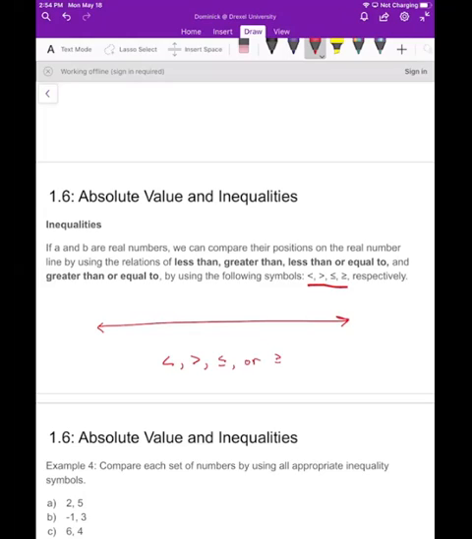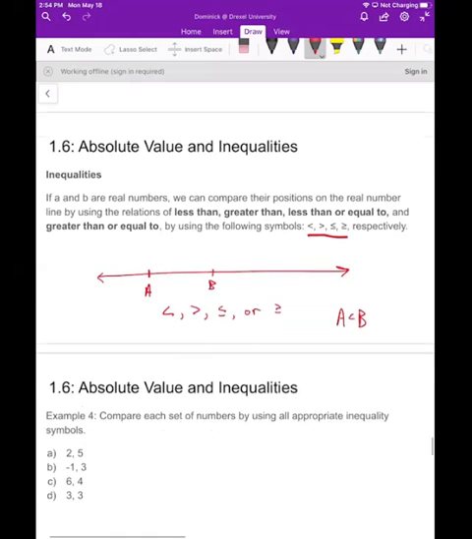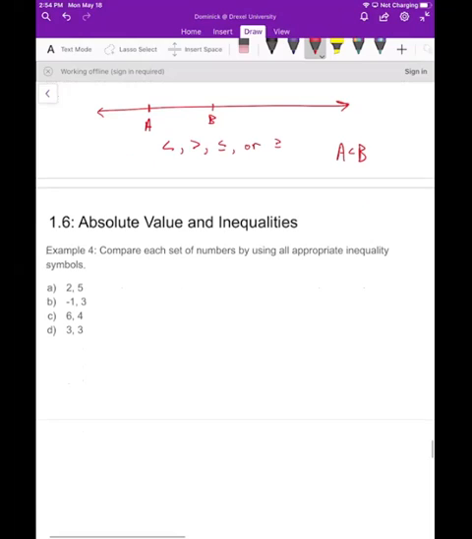Of course, if something is further to the left, so we'll say this is A, we'll say this is B, if something is further to the left on a number line, then we say that it's less than something that's further to the right. So in this case, A would be less than B.